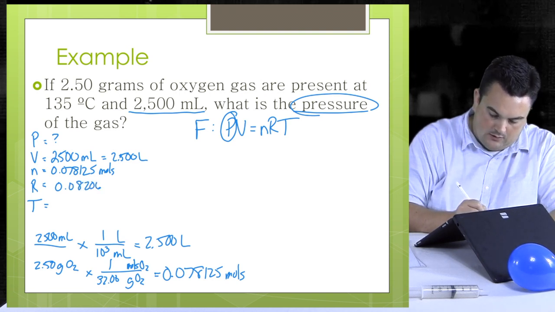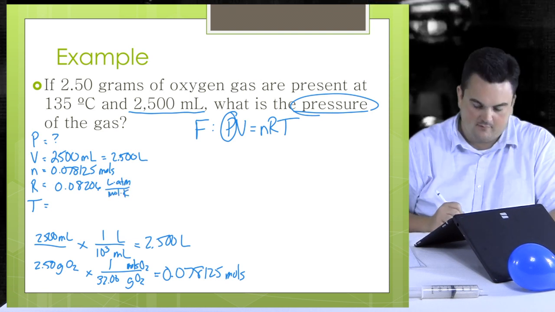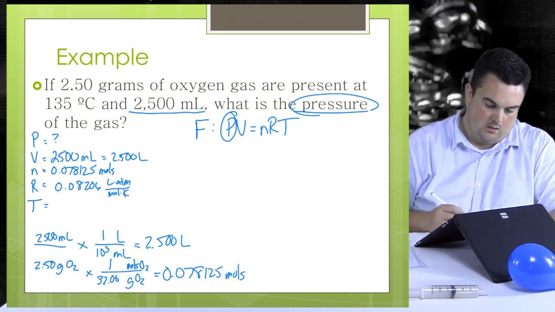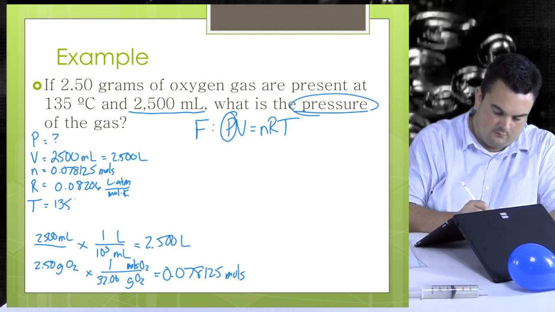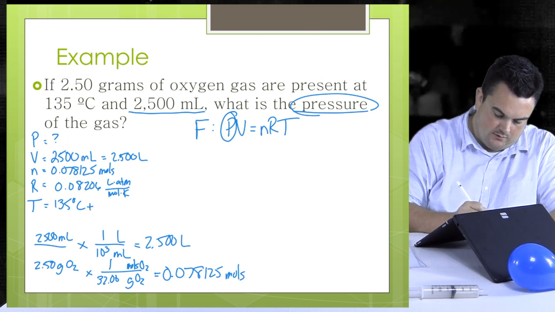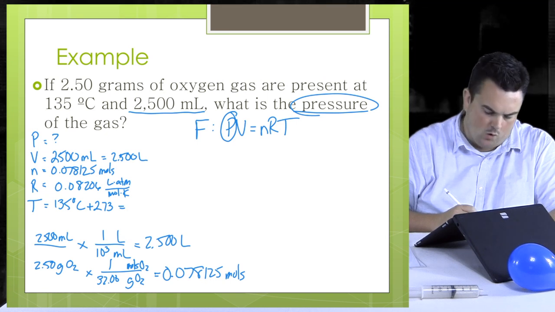0.8206. There's that latum over molk. Like that. All right, and finally, we've got temperature. What temperature is given in the problem? 135 degrees Celsius. And what unit do we need to be in for temperature? Kelvin. Yeah, so always want Kelvin. So what do we have to do to convert it? Add 273. And I'm going to get 408.